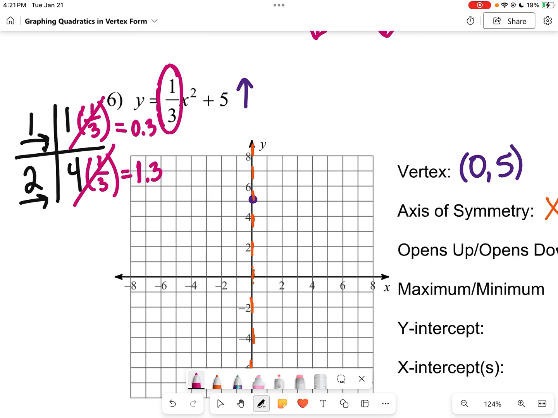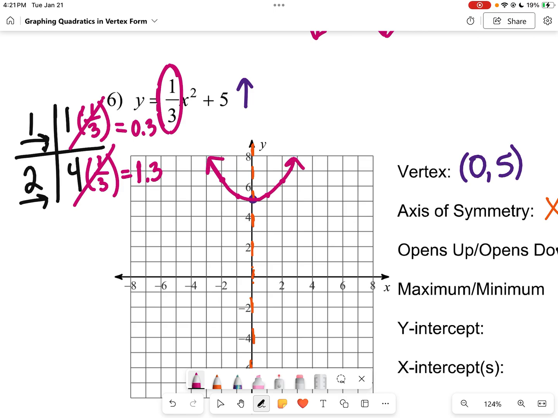That's totally fine. So from my vertex, I'm going to go over 1, but now I'm going to go up 0.3. So I'm going to go over 1 and up 0.3. Maybe about here, just below kind of where the halfway point is. And then from the vertex again, I'm going to go over 2, but instead of going up 4, I'm going up 1.3. So I'm going to end up about here. And because my line of symmetry or axis of symmetry cuts it in half, I know that my points will be in the same spot right on the other side. And we go like this.